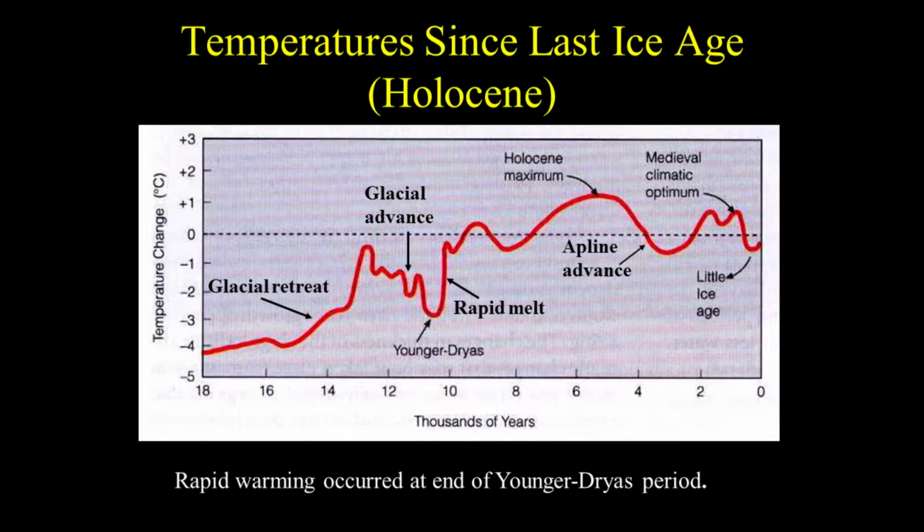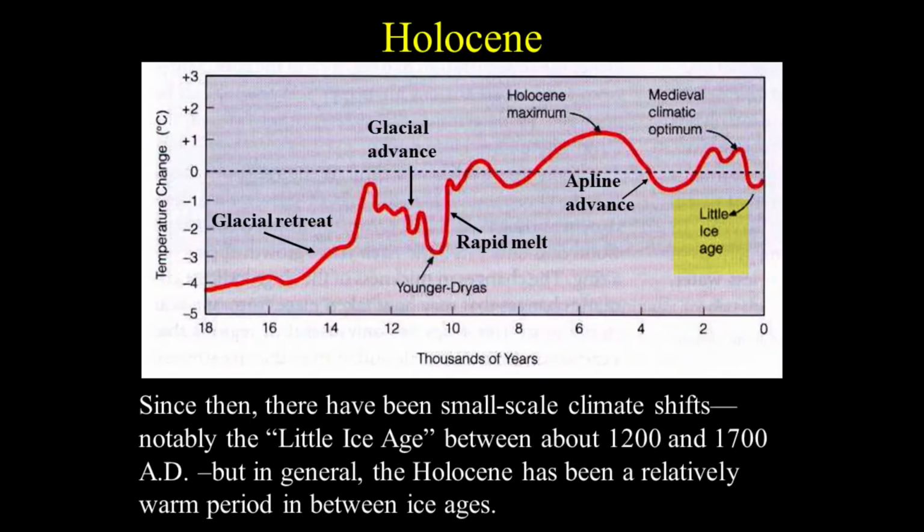Let's now turn to the Holocene period, a period in which we are living. Holocene is the name given to the last 15,000 years or so of the Earth's history, the time since the end of the last major ice age. Since then, there have been small-scale climate shifts, notably the Little Ice Age, between about 1200 and 1700 AD. But in general, the Holocene has been a relatively warm period in between ice ages.